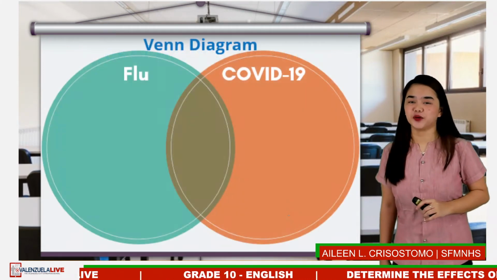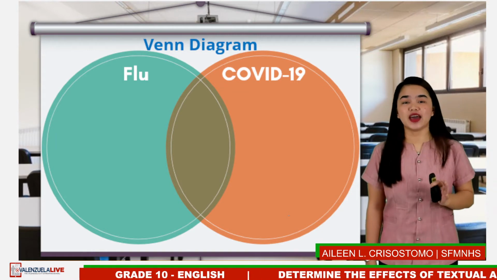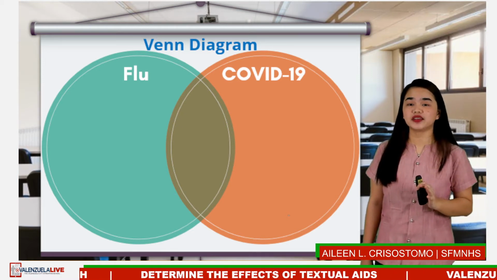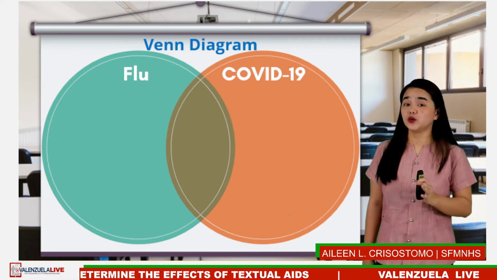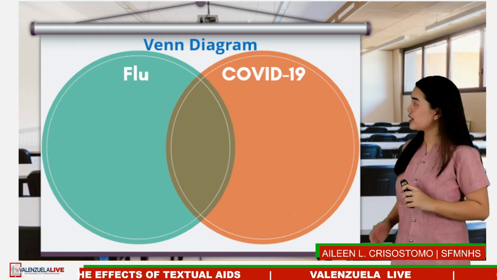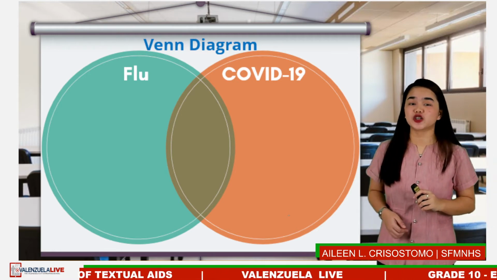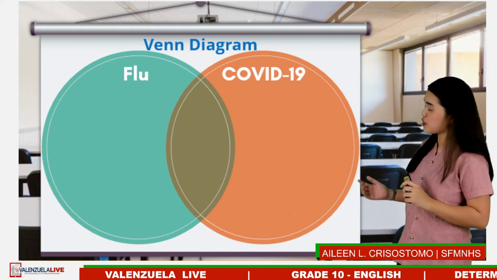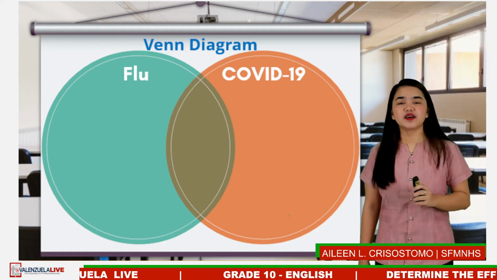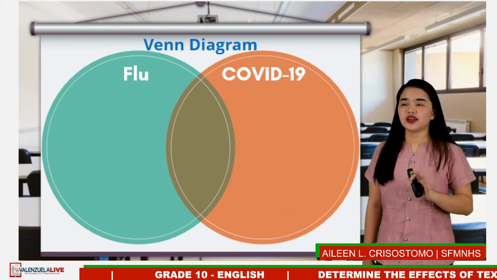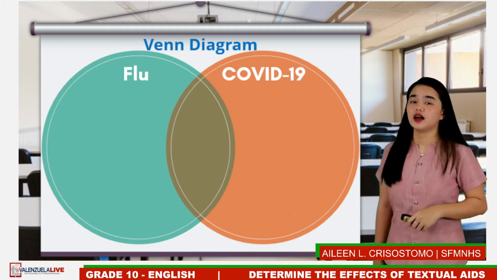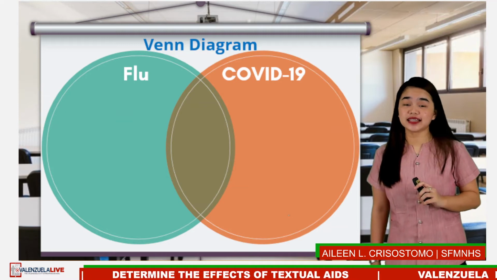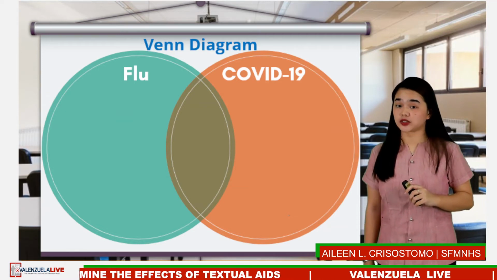Let us have an example. As mentioned, Venn diagram uses overlapping circles. So let's determine the similarities and differences between flu and COVID-19. On the left side, we must put information about flu, while details about COVID-19 should be placed on the other one. Let's try to fill out this Venn diagram on details regarding flu and COVID-19. So first, how do flu and COVID-19 differ when it comes to their symptoms?